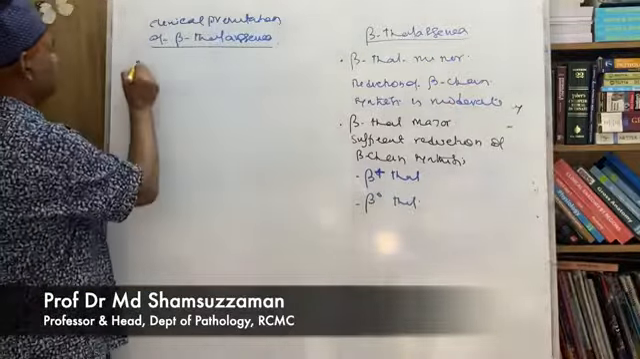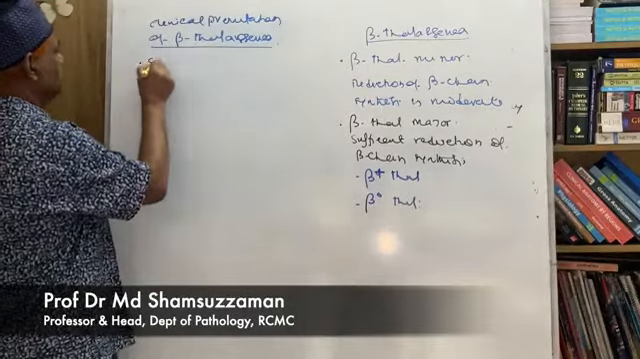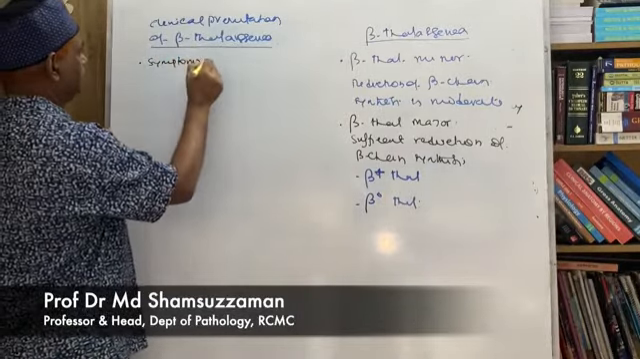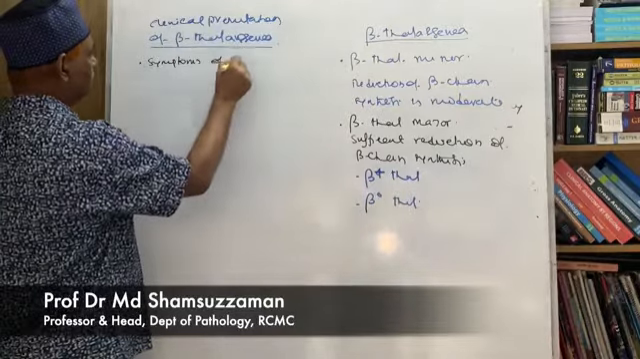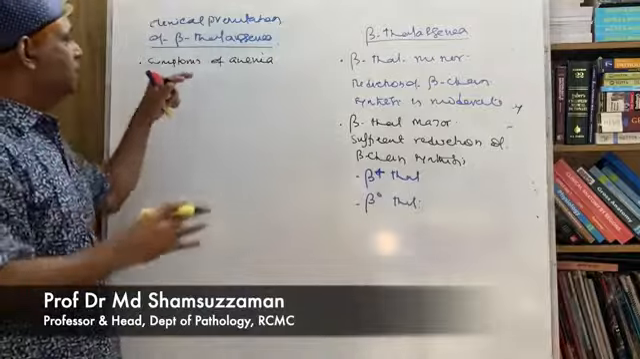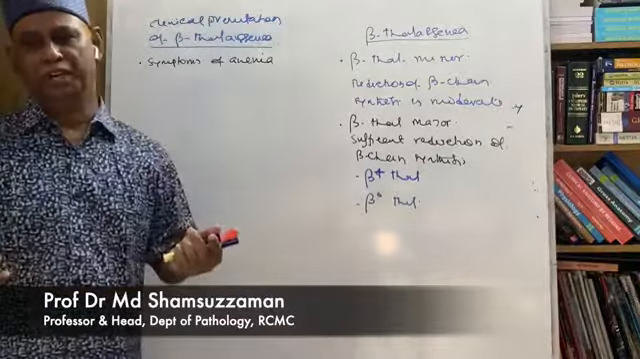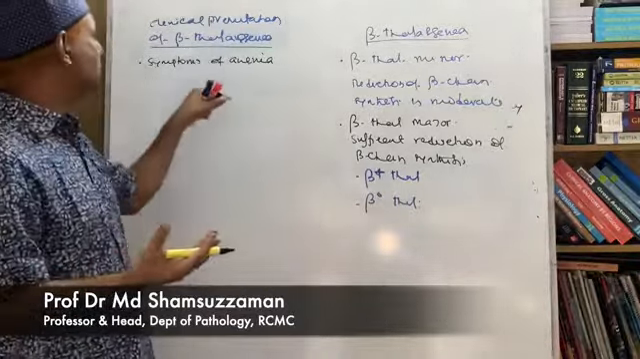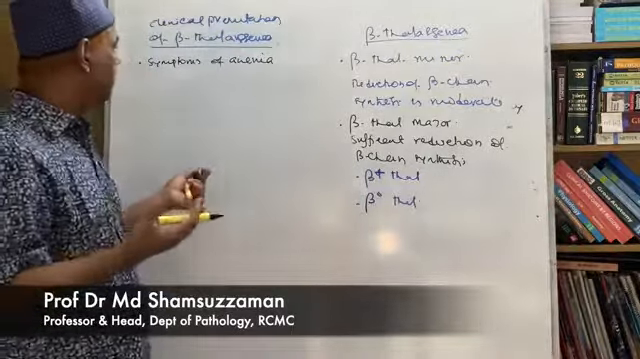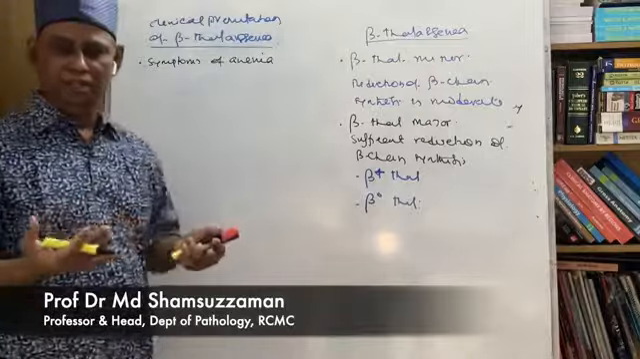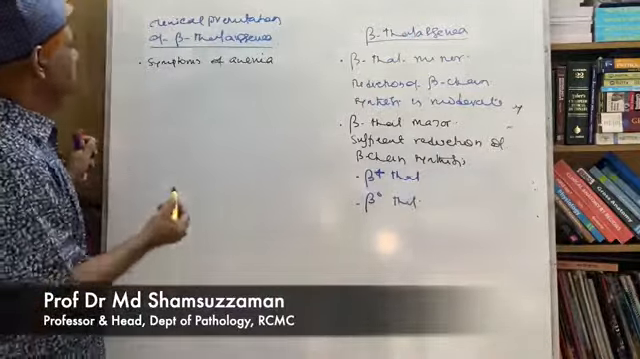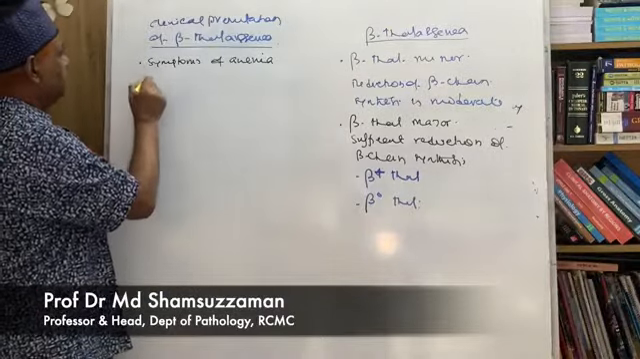Presentations. Number 1, symptoms of anemia. As the baby suffers from reduction of hemoglobin, by definition this is anemia. And symptoms of anemia are pallor of the skin and sclera, effort intolerance, palpitation. So these are the different types of symptoms of anemia the patient may show. Another is retarded growth.